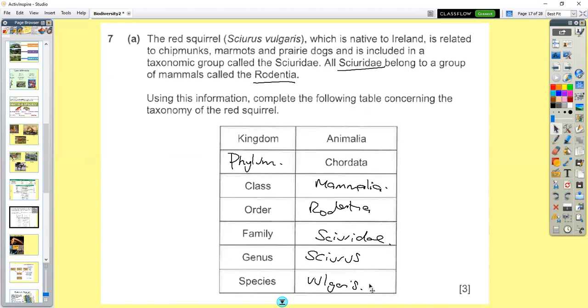So there, the genus name and the species name is Sciurus vulgaris. They belong to, as it says, the same family or similar group called the Sciuridae. Those Sciuridae belong to a group of mammals, which are called Rodentia. So then the Rodentia and the mammals, and you can see the keep plucking chickens or fear getting sacked. So that's your phylum is chordates, or backbone, animals with a backbone.